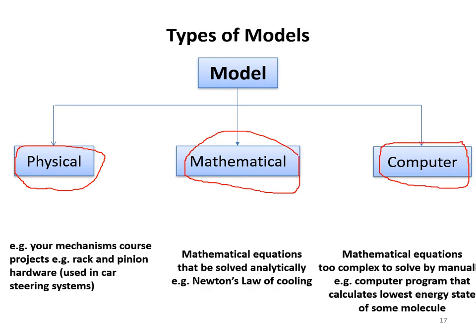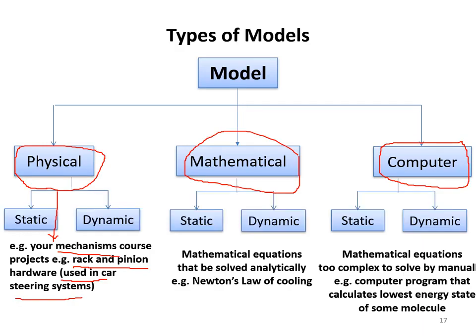And what are the examples? In the case of a physical model, it might be one of the course projects that you develop in the course on mechanisms. For example, you may have developed a rack and pinion hardware, which is a good approximation of the car steering system. Note that the physical model in this case represents physical hardware.